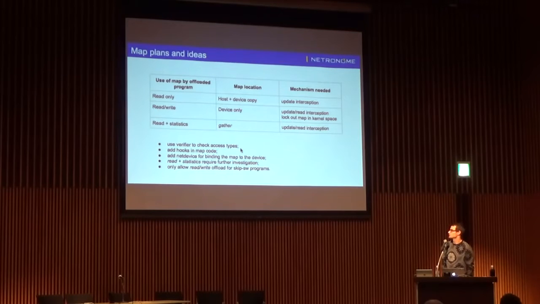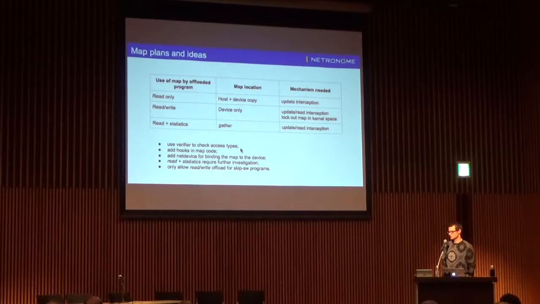The first one is a basic read-only map, where the eBPF program that we offload is only reading the map. And this can be offloaded pretty easily by just reflecting all the update operations on the map and keeping a shadow copy of the map in the device. The other use case is when there's both reads and updates from the program that is offloaded.